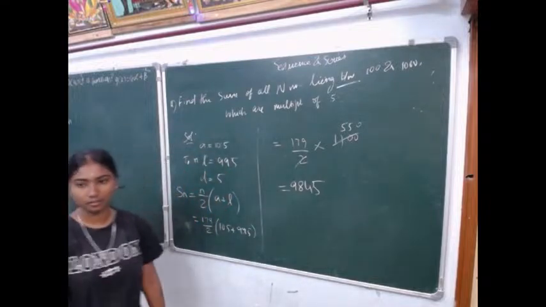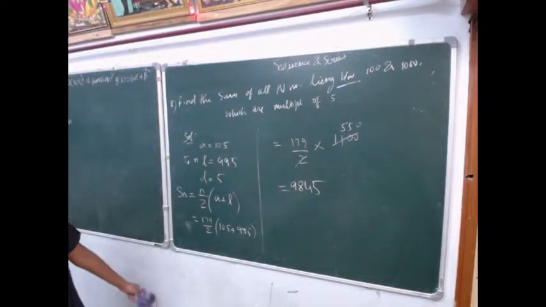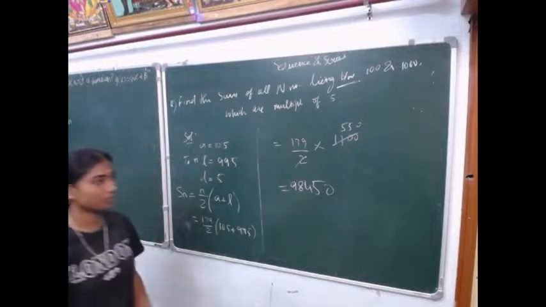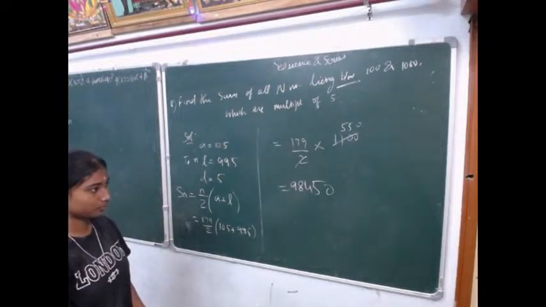Very good. 98. And what about 0? Very good. So 98,450. Can you explain, please?